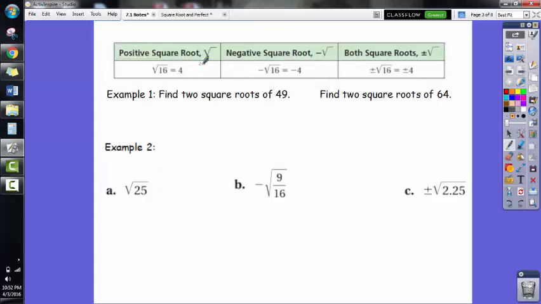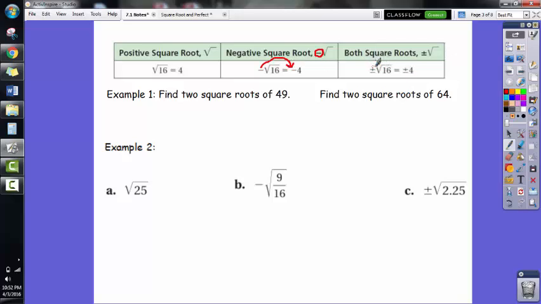There are basically different ways to write square roots. So if you want to find the square root of 16, and it's just the symbol with the square root outside, that means you only write the positive answer. So the square root of 16 is 4. If there's a negative sign out front of the square root, then you figure out what the square root of 16 is, which is 4, and you bring out the negative sign.